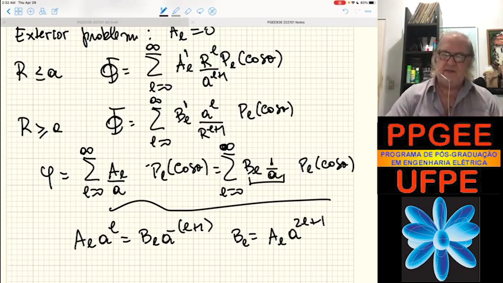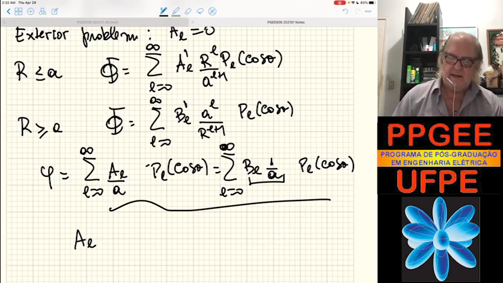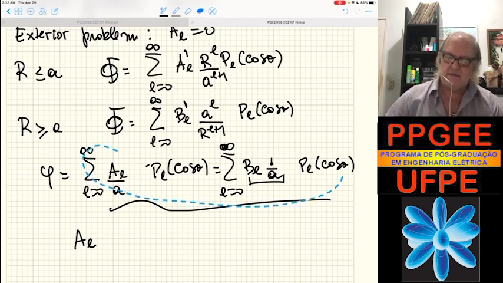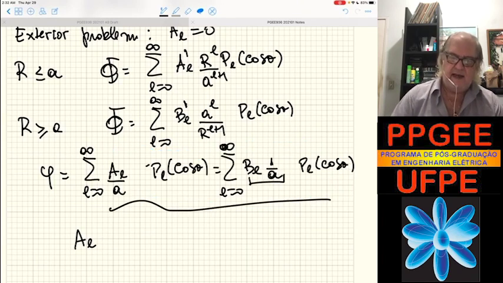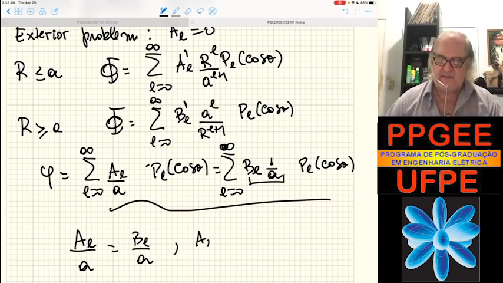Right? So in this case, I have a symmetric property here. Because those expansions are equal, AL over A equals BL over A. In other words, by doing this change in the coefficients, I have a symmetric property, AL equals BL.